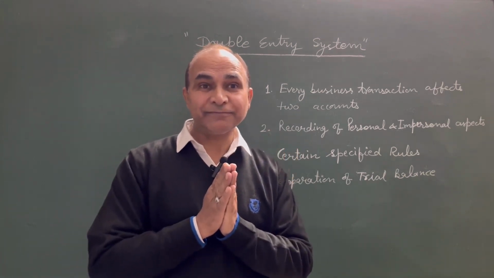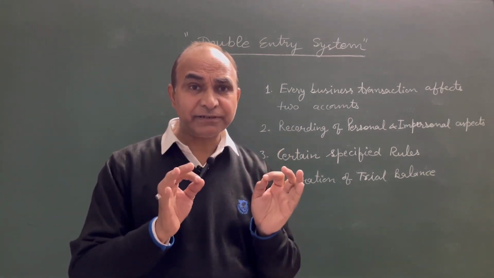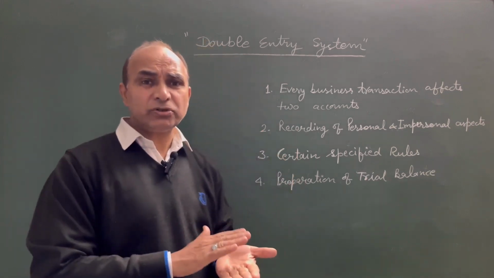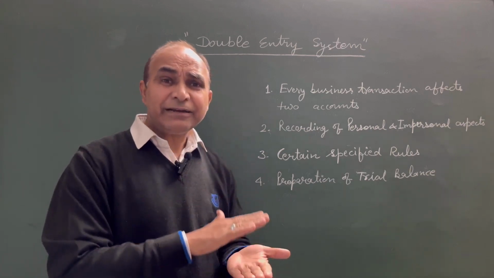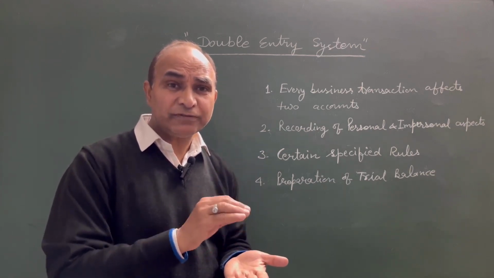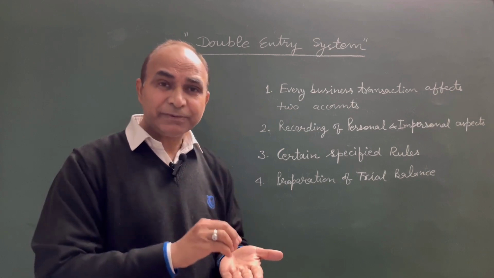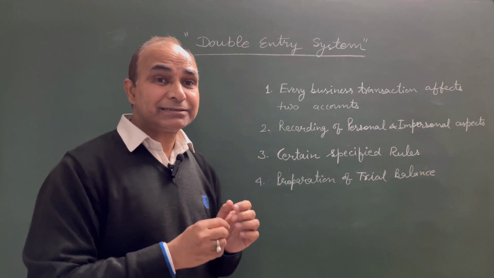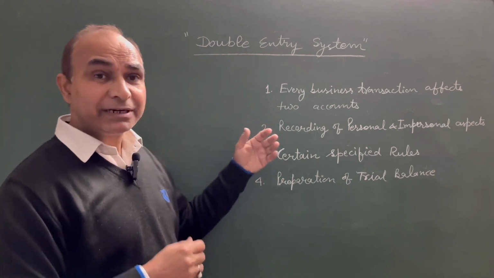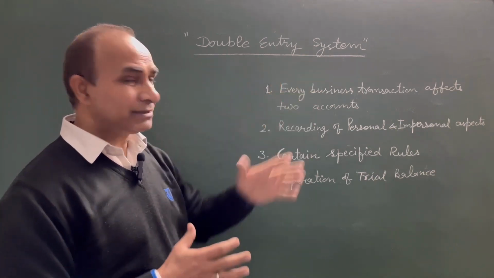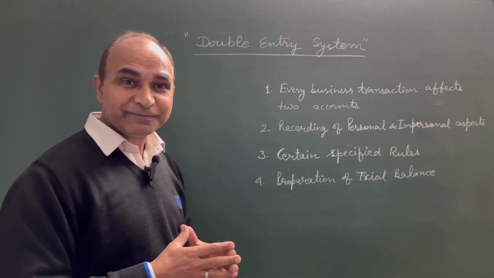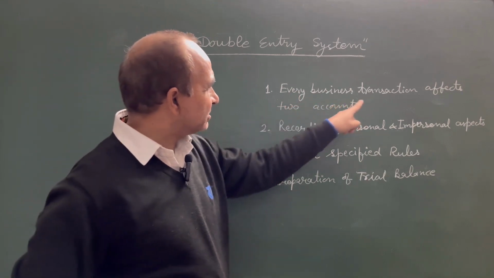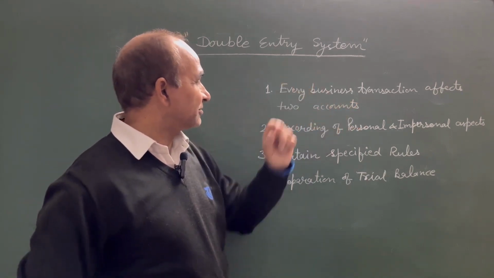And remember one thing, this system is scientific, systematic and very accurate because it is based on very clear and well defined rules of debit and credit. Principles of double entry system. In this lecture, further let's discuss the principles or characteristics of this double entry system. The first principle or characteristic of double entry system is every business transaction affects at least two accounts.